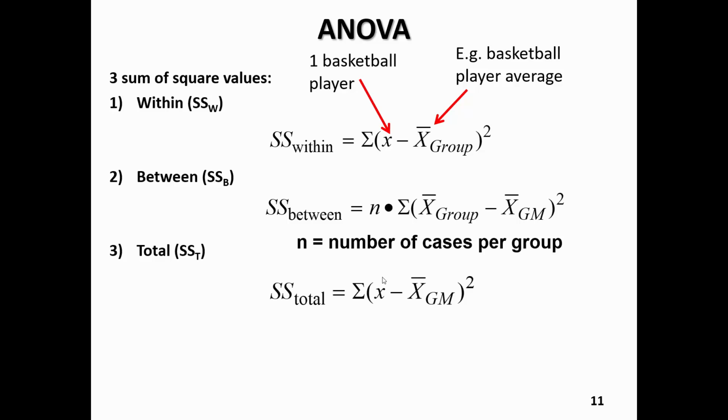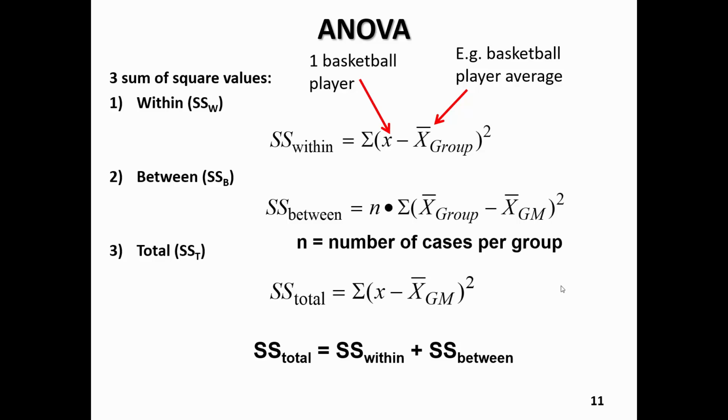The total sum of squares is calculated two different ways. It's calculated by taking a single score and subtracting the grand mean and then squaring that. So in this case, we would have 35 squared deviation scores, but as opposed to the sum of squares within, where each score was subtracted by its respective group average, in this case, each score is subtracted by the grand mean. And then we add all of those up to give the total.